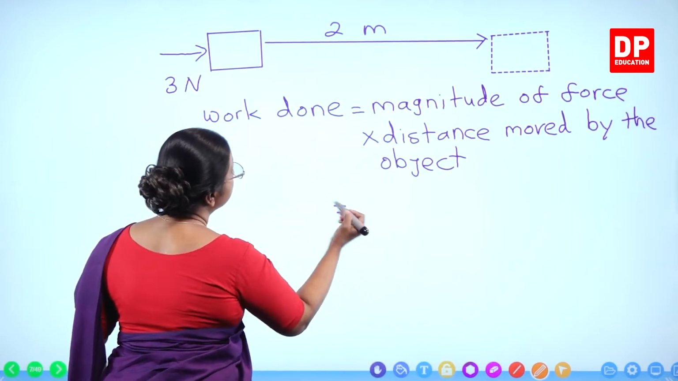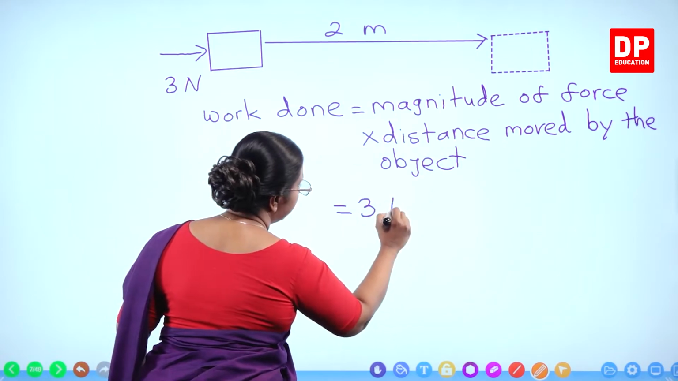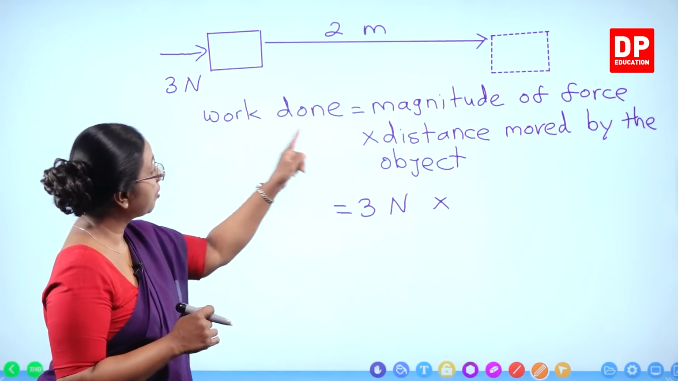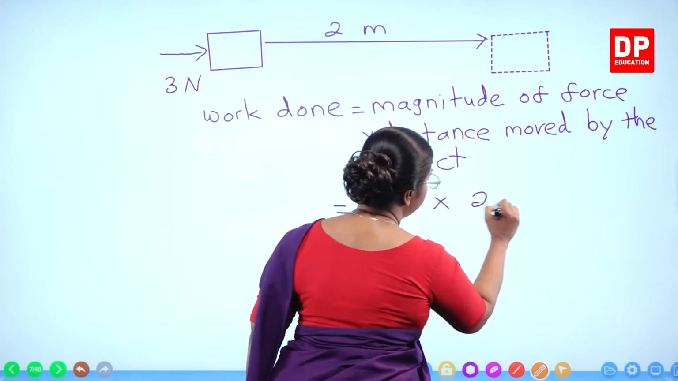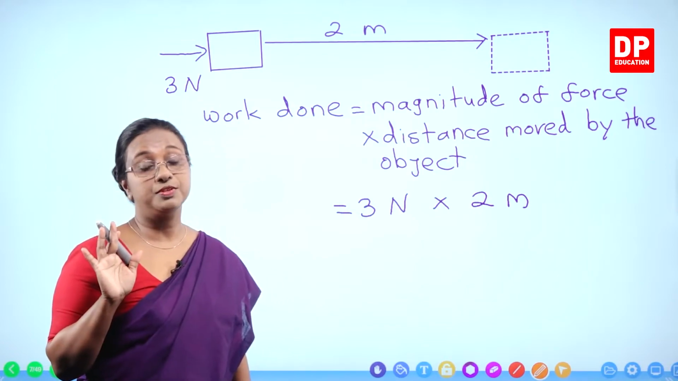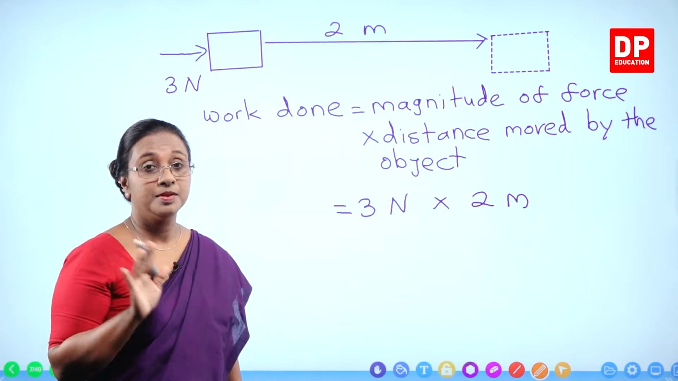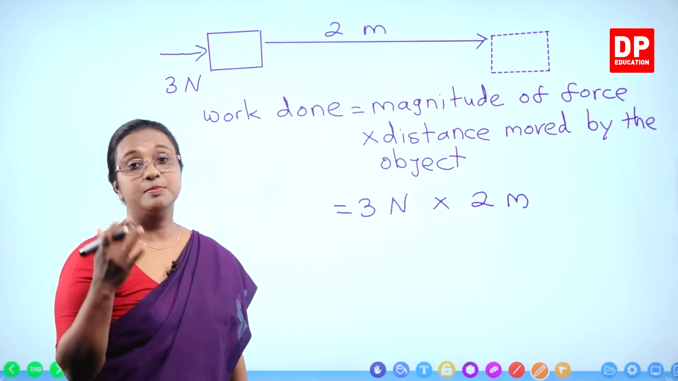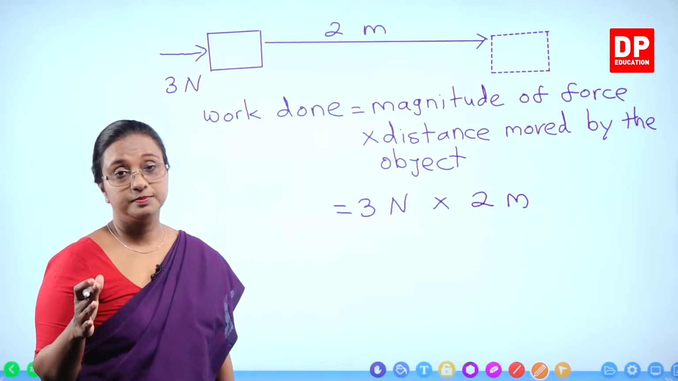What is the magnitude of force? That is 3 Newton. And when we apply 3 Newton force, the object moves by a distance of 2 meters, and that is always in the direction of the force. That you have to remember. So, in other words, we can also call it the displacement caused by the force.